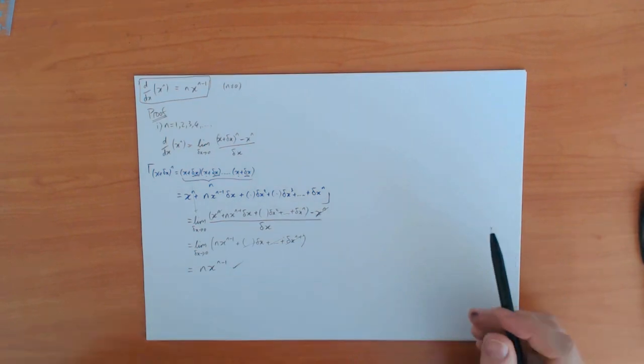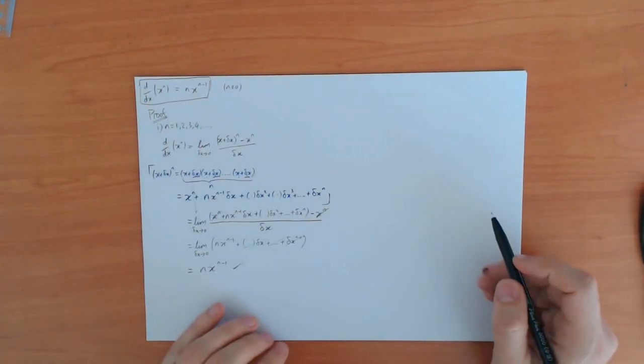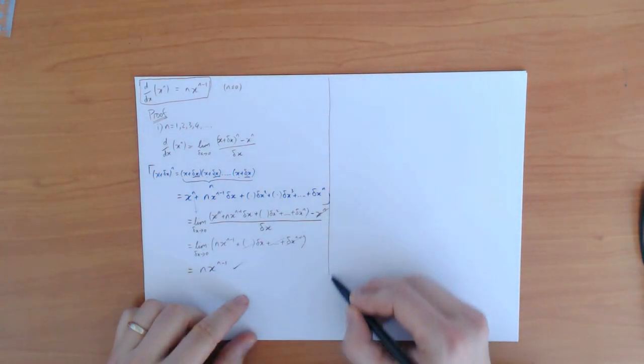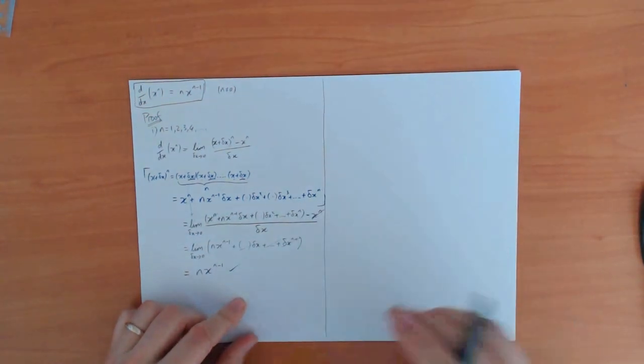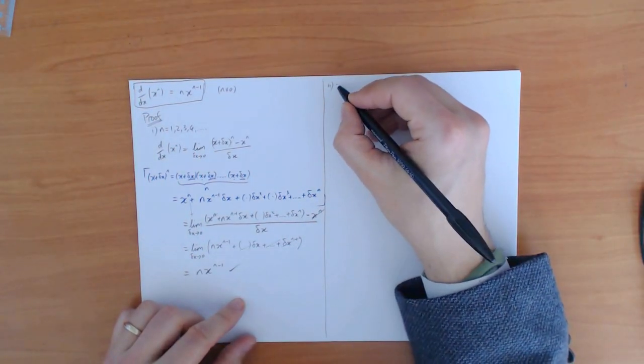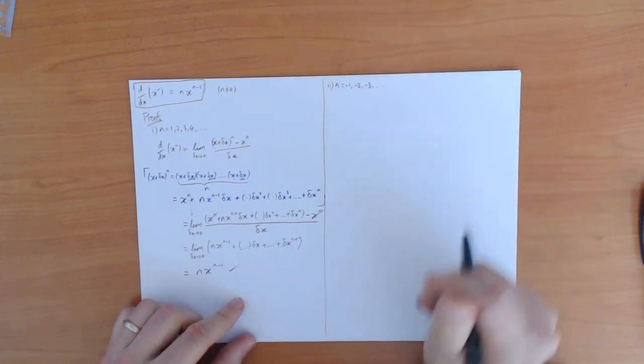So that completes the proof for the case where n is a natural number, a positive integer. Next I'm going to prove it for negative integers, so n equals minus 1, minus 2, minus 3.